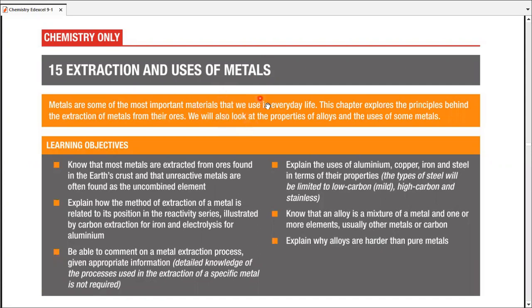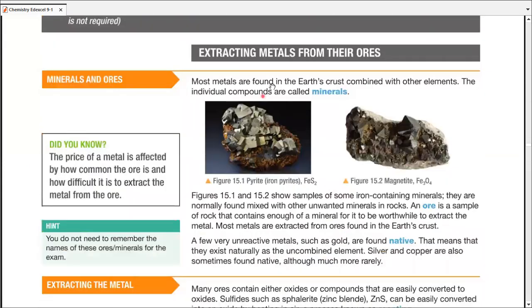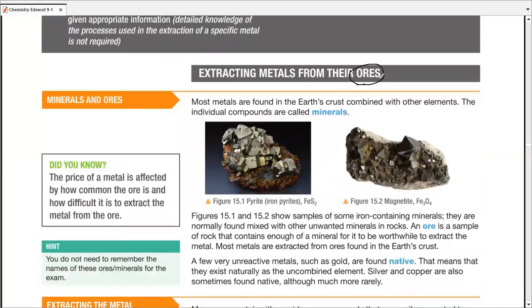Once we're done converting them into pure metals, the next step would be using them to our own advantage. And that's where the use of metals portion lies. Now, moving on with this chapter, extracting metals, the common words that we use from their ores. Now, what is an ore? In order to define it, we have some words to clarify.